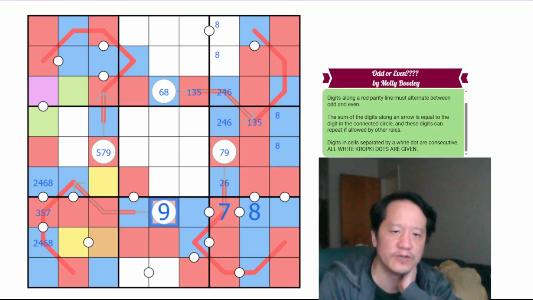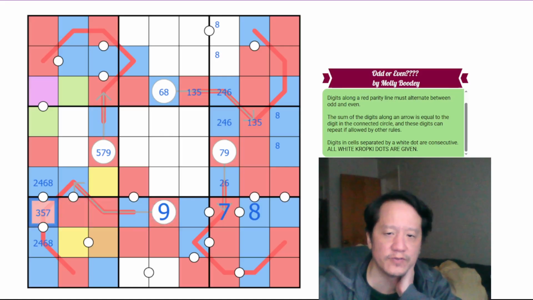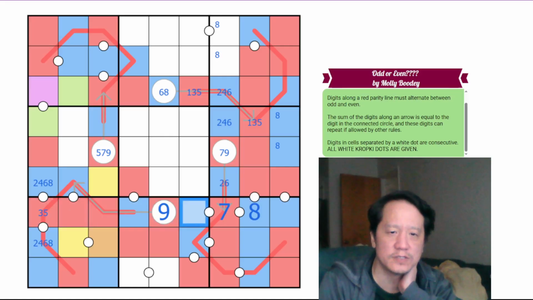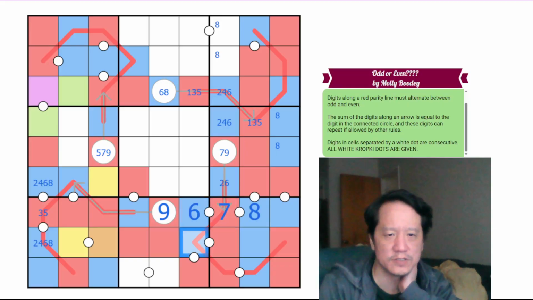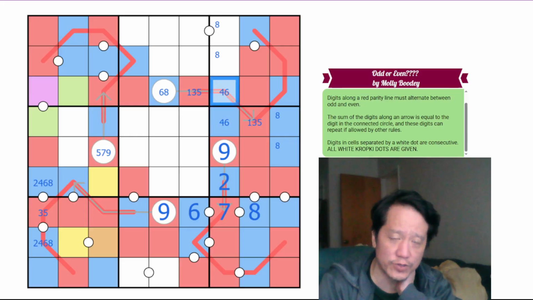8's consecutive only with 7 out of 3, 5, 7. 7 eliminates 7 here, so it's 9, which eliminates 7 here too. 7 is only consecutive with 6 here, so this is 6. 2 and 7 add up to 9, so this can't be 2. This is 4 or 6, which cannot be consecutive with 5.